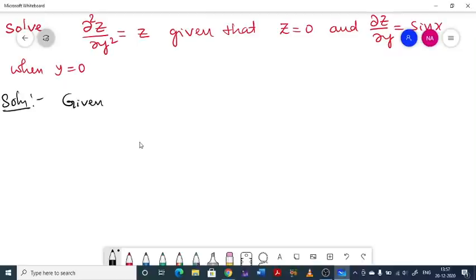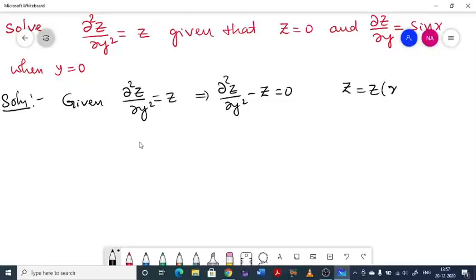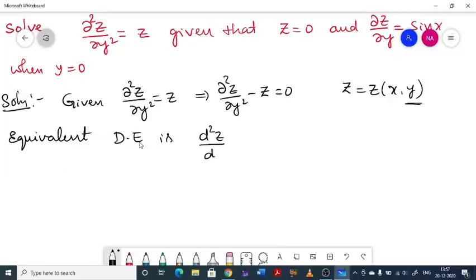Given ∂²z/∂y² = z, equivalently I can write this as ∂²z/∂y² − z = 0. Here z is the dependent variable and it depends on x and y, and the derivative is given with respect to y. The equivalent DE is d²z/dy² − z = 0.